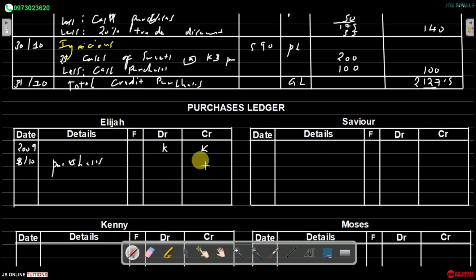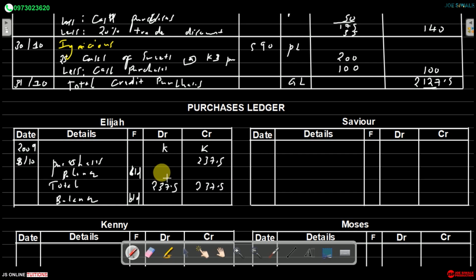So we are going to say 237.5, and since this is the only transaction that occurred, we can find our total there, so we can balance it up. So we can find our balance carried down and our balance brought down. So to find the total there, we're going to have 237.5 on the debit side and 237.5 on the credit side.